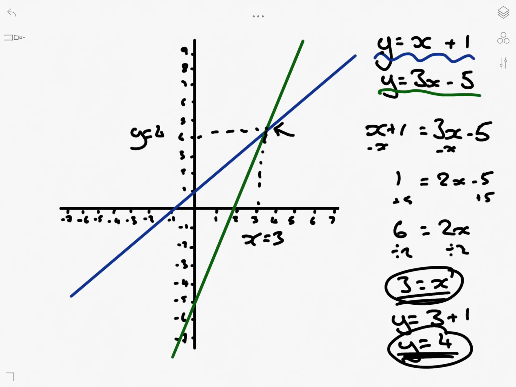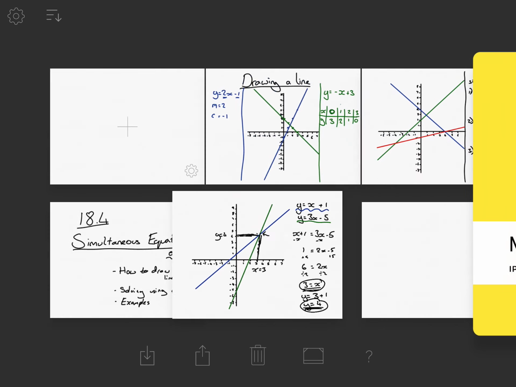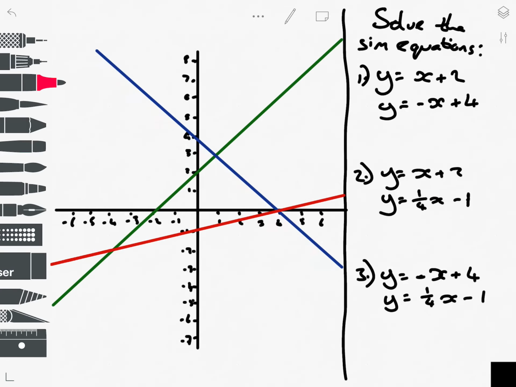So when we're trying to solve simultaneous equations, we can just plot the graphs, and it's wherever they cross. Wherever they cross, those are the coordinates we get given, and the coordinates are just the answer to the equation. So hopefully that made sense. We're going to see some more examples now.